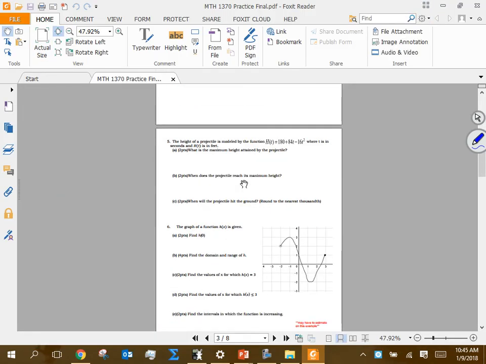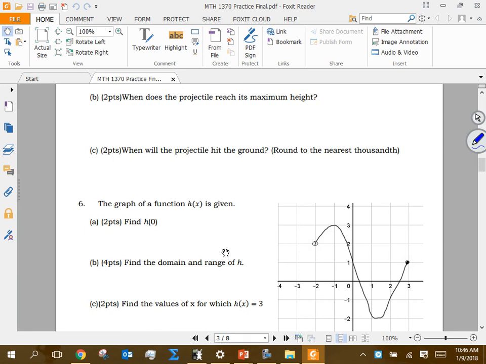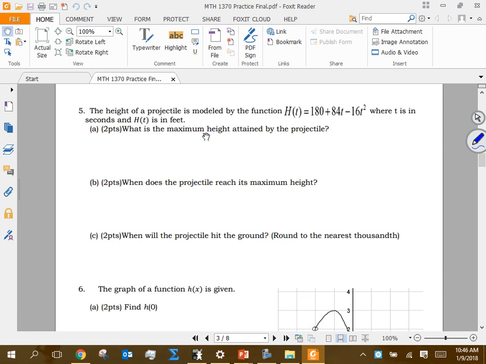All right, so go to the second page. Second page, the height of the projectile is modeled by that, where t is in seconds and h(t) is in feet. What is the maximum height attained by the projectile? If you think about maximum heights, it's finding the maximum of any quadratic equation. x is equal to the opposite of b over 2a.